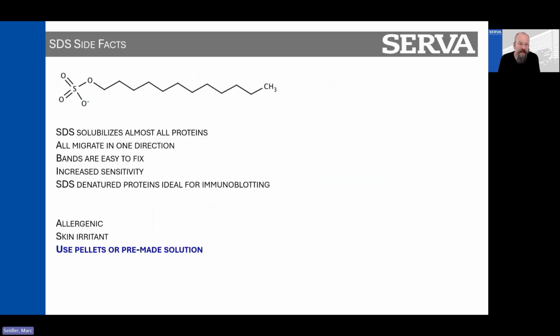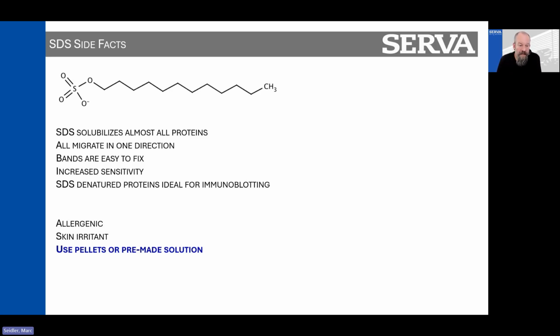Just some side facts of the SDS. One could use multiple hundreds of soaps if you like. There are many on the market, but SDS is still the way to go because one found out that it solubilizes almost all the proteins. Due to the negative charge, they all migrate in one direction because the positive charge is blocked. Thus, the bands are also easy to fix because it's a simple small molecule.